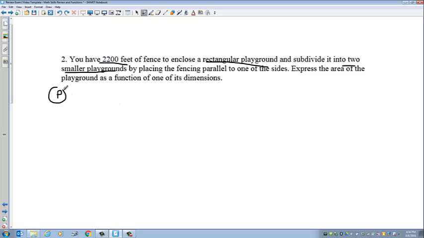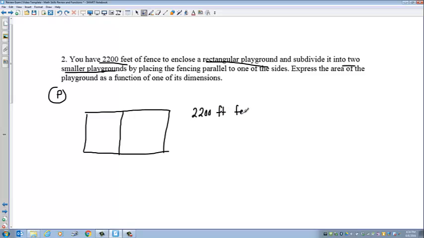Alright, so for my picture, I have a rectangular playground. I'm going to subdivide it into two, so I'm just going to draw this down the middle. These are supposed to be the same area, basically. And how much fence do I have? I have 2,200 feet of fence, so I'm going to write that down, 2,200 feet of fence. And we want to express the area of the playground as a function of one of its dimensions.